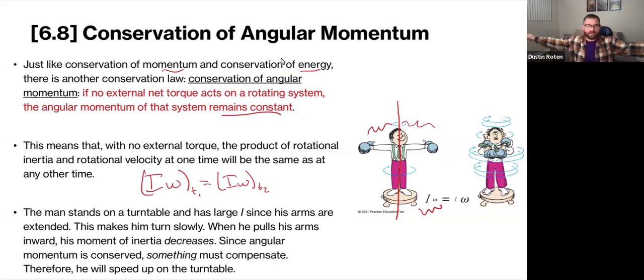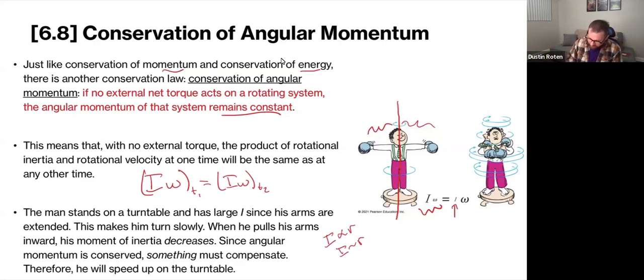When he pulls his arms inward, his moment of inertia decreases, right? Because inertia depends on R. So your inertia depends on R. I guess we could write it this way as well. Well, since the inertia depends on R and he makes R smaller, his inertia afterwards is going to decrease, right? You see that here, small I.